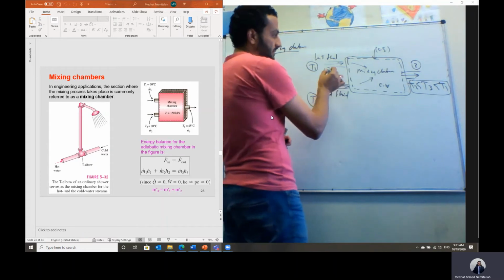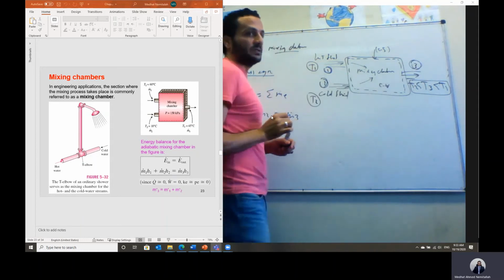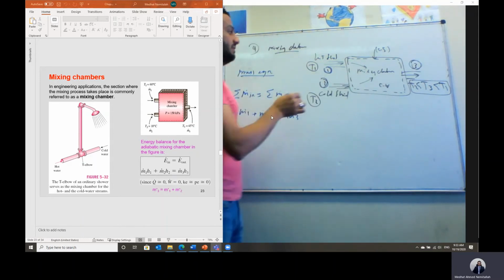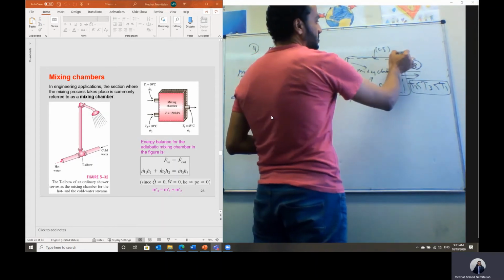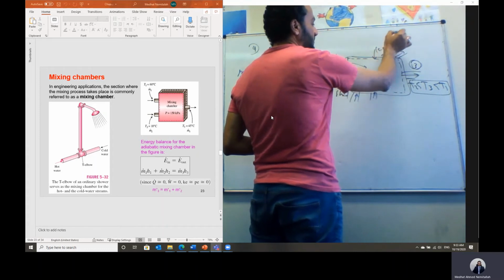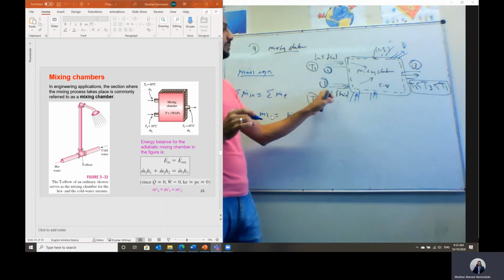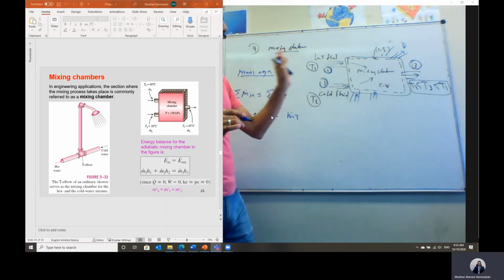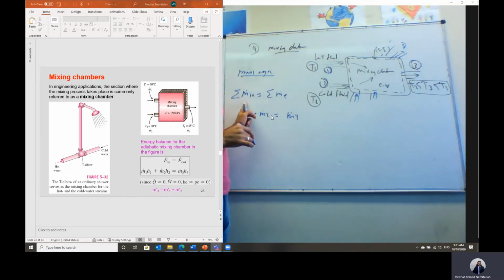This is an example where we have only two inlets and one outlet, but the rule is general. If, let's say, M dot 3 is coming in, M dot 4 is coming in, and we have 5 leaving and 6 leaving, whatever, we can just add them up. So it will be M dot 1 plus M dot 2 plus M dot 3 plus M dot 4 equal to M dot 5 plus M dot 6, all leaving the system. So the summation of mass flow rate inlet is equal to the summation of mass flow rate outlet, whatever the number of inlets and whatever the number of outlets.